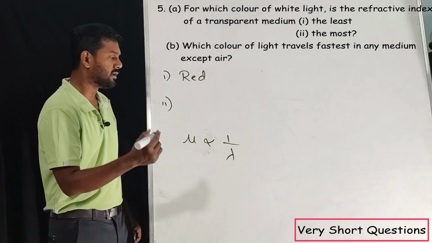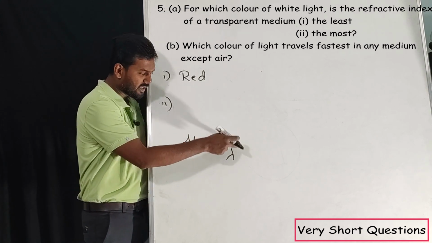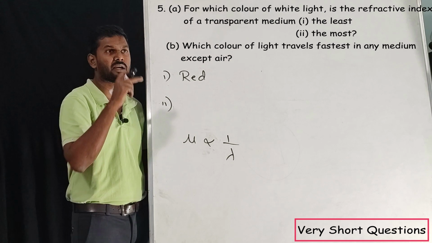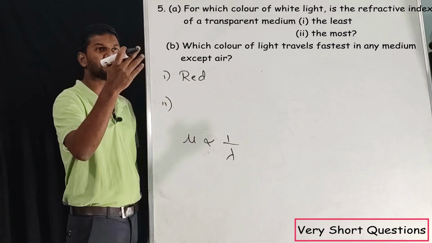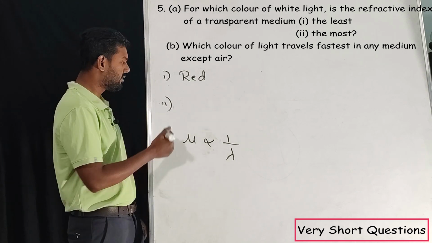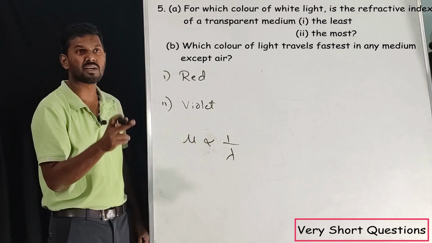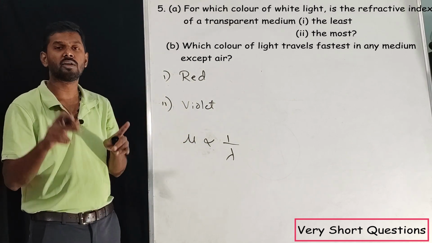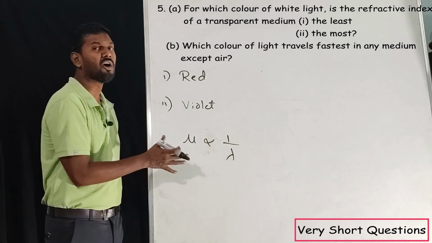And the violet color has least wavelength. If the wavelength decreases, what happens to refractive index? Refractive index increases. Then the answer for the second sub question: which color has most refractive index? That is nothing but violet. Why? They are not asking why, keep this in mind. They are just asking for the color. That's it. Are they asking for the reason? Then don't write all these things. This is for your reference.